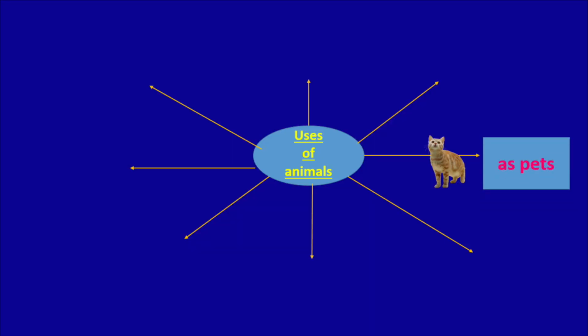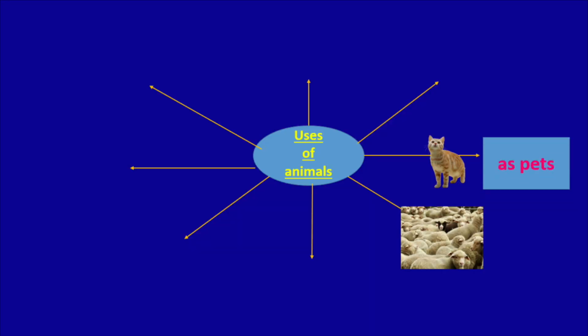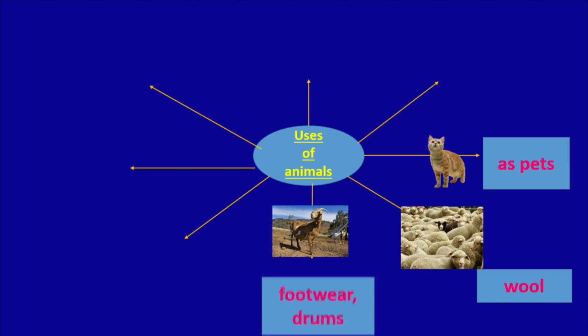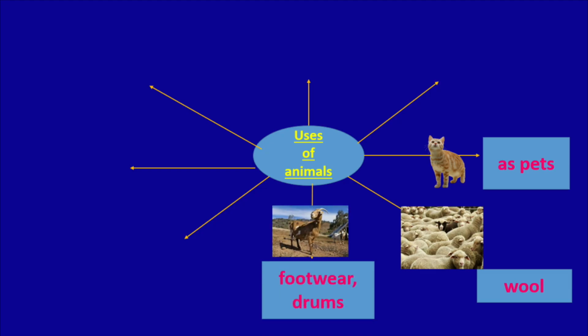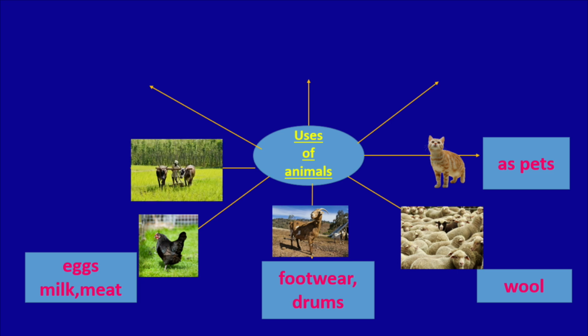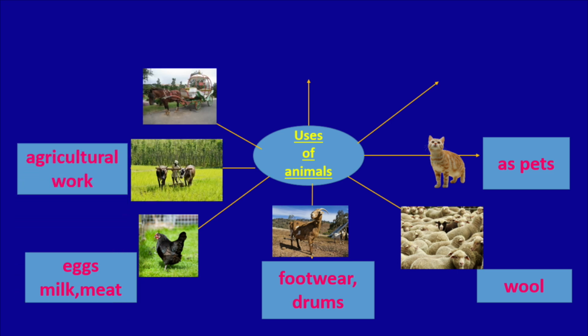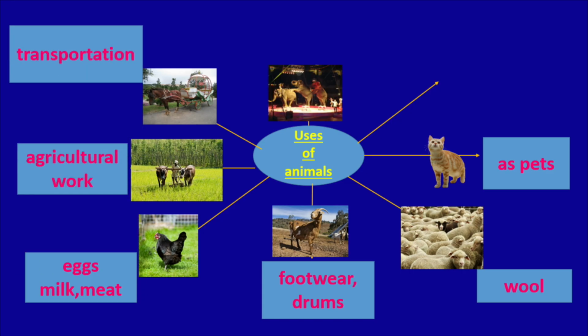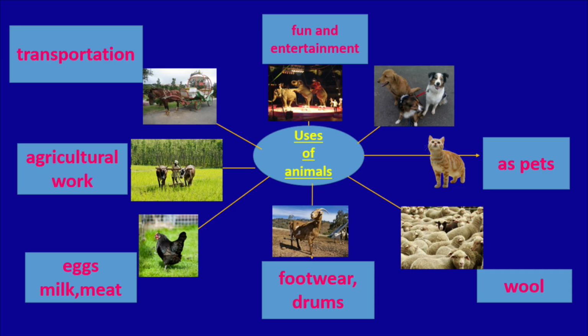Now, we will be seeing the uses of animals for us. We keep animals as pets. We get wool from sheep. We use goat skin, snake skin for footwear and drums. And we get food from animals like eggs, chicken, meat, honey. And we also use animals for agriculture work, and we use horse cart, bullock cart for transportation, and for fun and entertainment we use animals. To safeguard our houses we use dogs for protection.